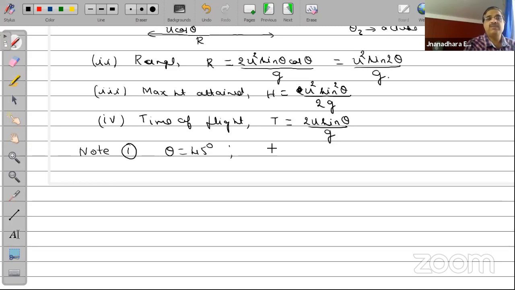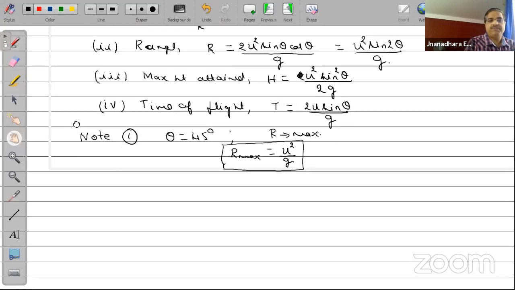Good that you reminded me of this. Theta is equal to 45 degree. We say that the range will be maximum. And what is that maximum range given to be? Maximum range will turn out to be u square by g, isn't it? Remember this, very important. The maximum range will always be u square by g.